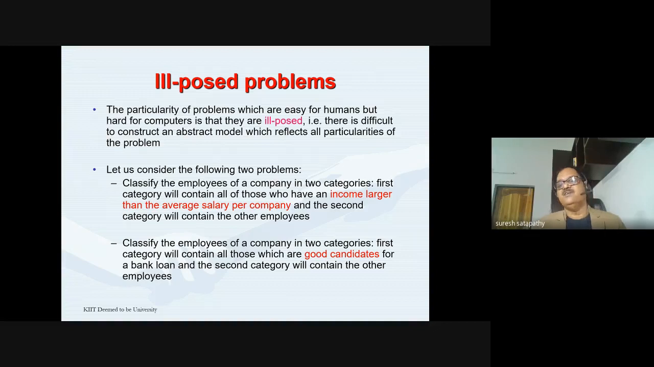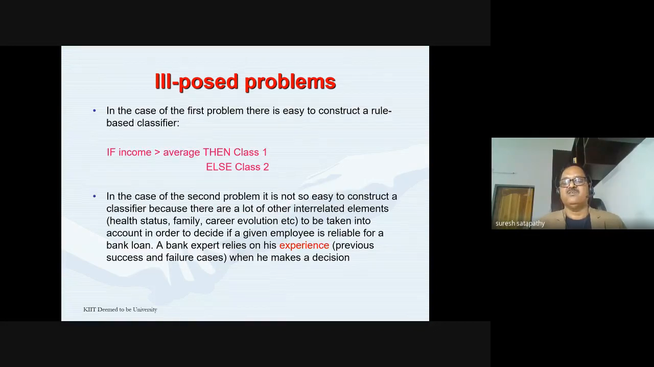I can't decide just based on the salary. I need to have a lot of things. If it is an ill posed problem, I can't solve it by if-else. I need to solve it by experience. In the red, it is written experience. A banker must have a lot of experience. Based on his experience, he is going to make a decision.